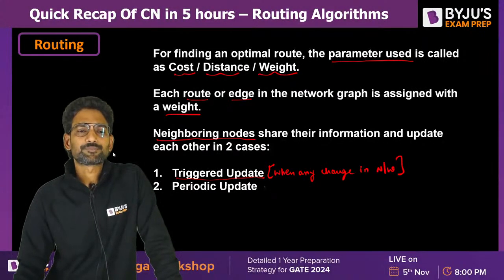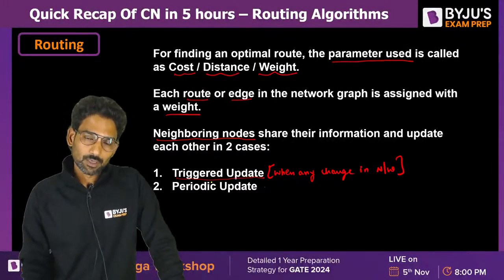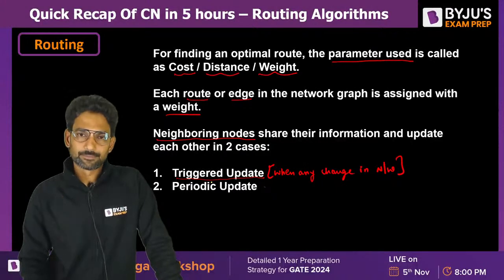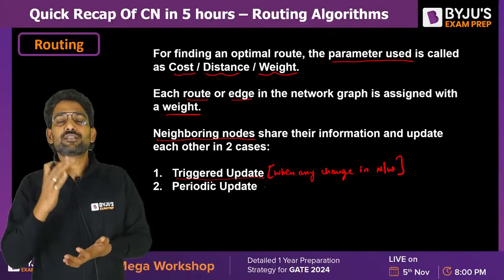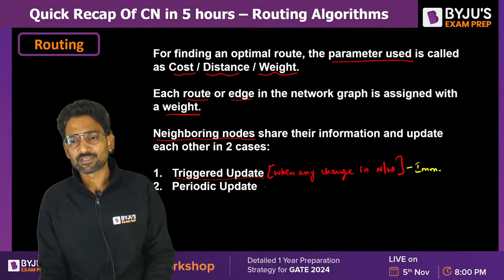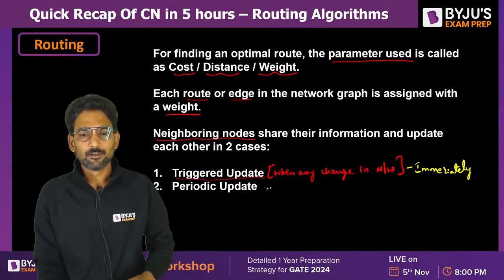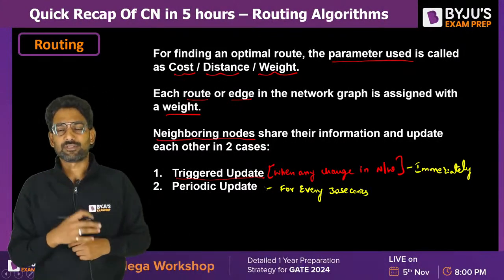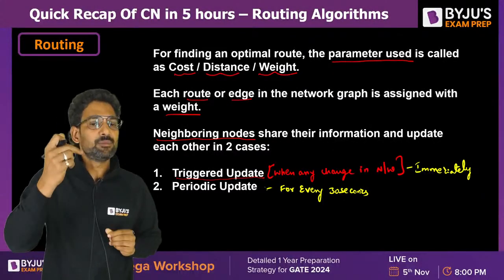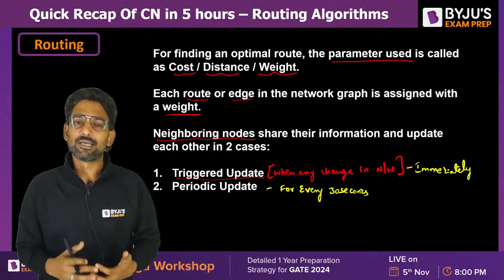Any change means what, sir? Some new network nodes added, or one of the existing network nodes got disconnected, deactivated, or some edge cost or weight is updated. Any of these you can call a change in the network. So whenever there is a change in the network, then immediately sharing happens, dear friends. If there is no change, then every 30 seconds this sharing happens. Within 30 seconds, if any change occurs, immediately sharing happens. If no change for 30 seconds, after every 30 seconds, this sharing will happen. Okay?